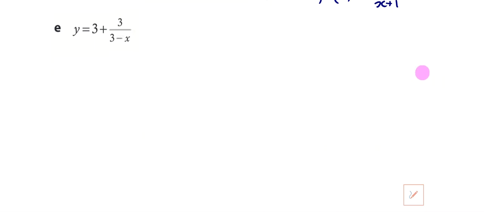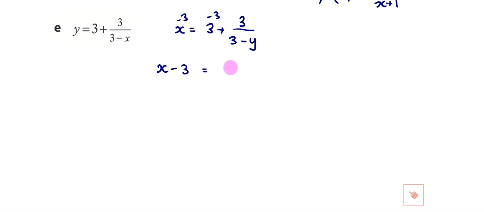Would you like to swap the x and y first step? Sure. Let's do that first thing this time then. So let's just make it x equals 3 plus 3 over 3 minus y. And now we've got to change it so that y is the subject. First step: subtract the 3 from both sides. Gives me x minus 3 equals 3 over 3 minus y.